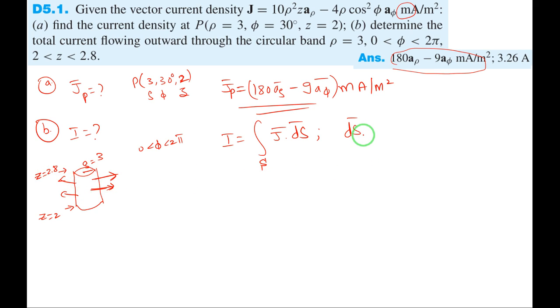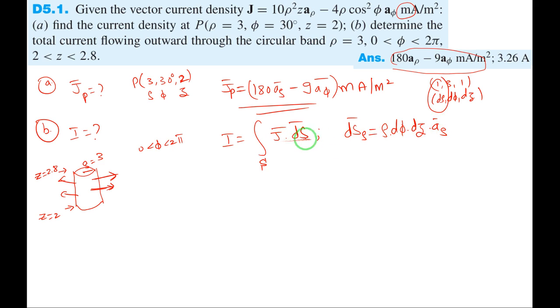So the differential surface area along the rho direction I have to take, because the current is flowing outward radially through the circular band. It is not flowing in the upward or downward direction, along the Z axis. So how to calculate this? We know the scale factors are 1, rho, 1 and the differential elements are d rho, d phi, dz. But I want the differential surface area along the rho direction, so leave d rho and multiply the other quantities: rho d phi dz into a rho. I hope you got this.